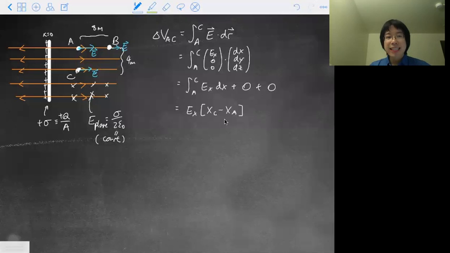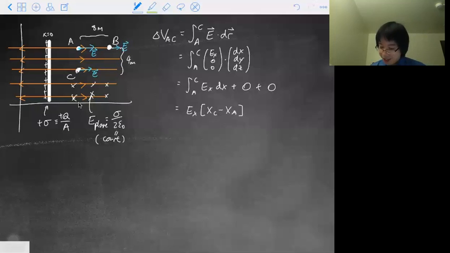What is xc? What's the x value of c? Whatever that is, it's the same x value as a. Remember, this is x, this is y. They have different y values, so I can put a coordinate system like this, with y. But you see, the x value of a and the x value of c are the same. So this is actually 0.